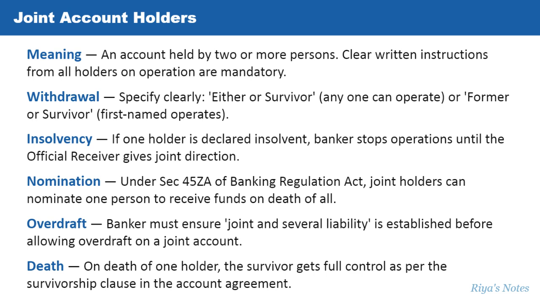Insolvency. If one holder is declared insolvent, the banker stops operations until the official receiver gives joint direction. Nomination. Under Section 45ZA of the Banking Regulation Act, joint holders can nominate one person to receive funds on death of all. Overdraft. Banker must ensure joint and several liability is established before allowing overdraft on a joint account. Death. On death of one holder, the survivor gets full control as per the survivorship clause in the account agreement.